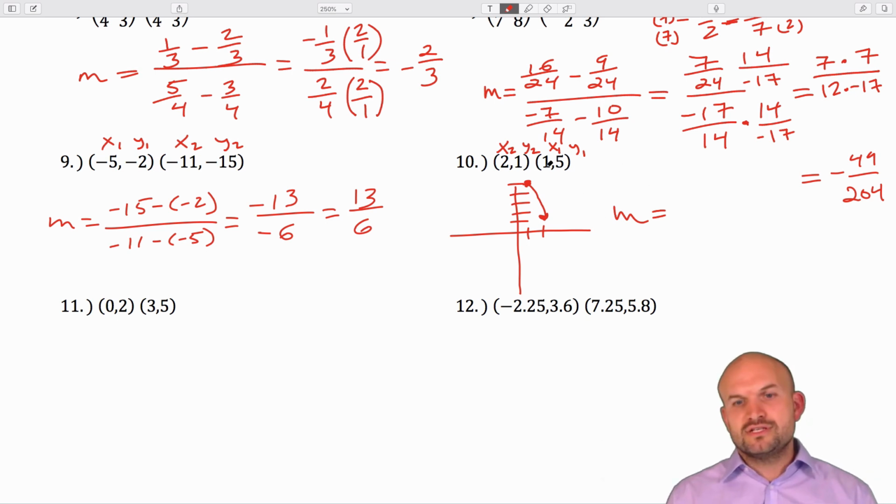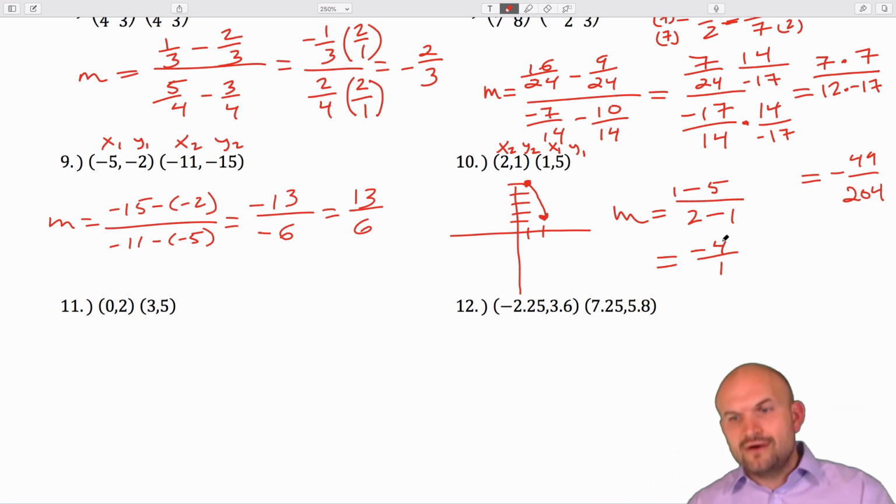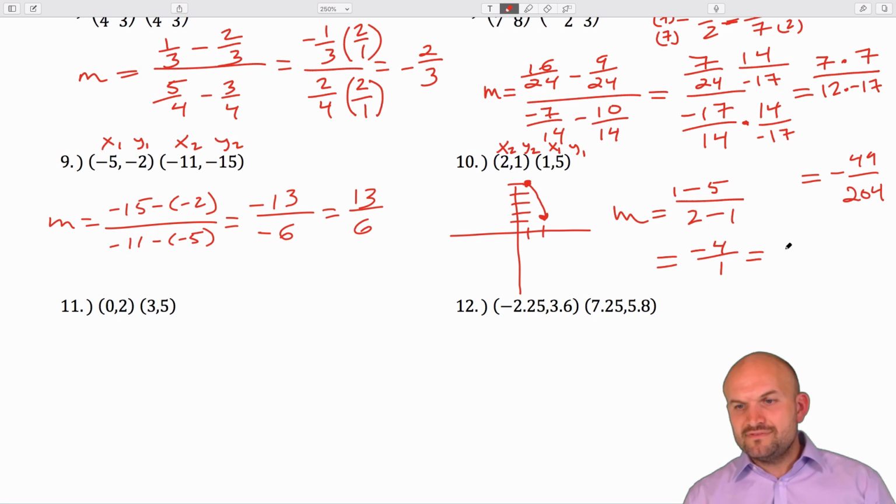All right, let's do this. I'll have y2, which is 1 minus 5, divided by x2, which is 2 minus 1. Therefore we have negative 4 over 1. This gets a lot of students confused. They say, oh, negative 4, that means down, right? Yes, but remember, the negative can be put anywhere. It can be put below, or it can just be put in front.